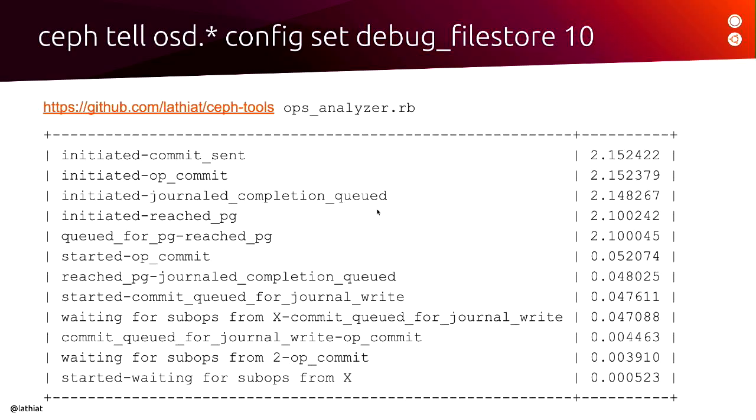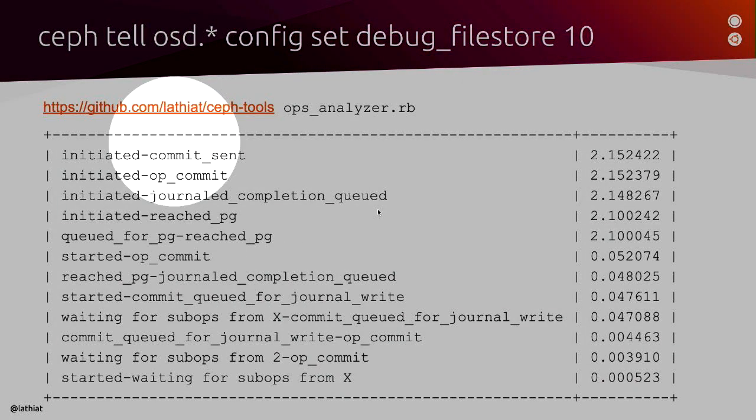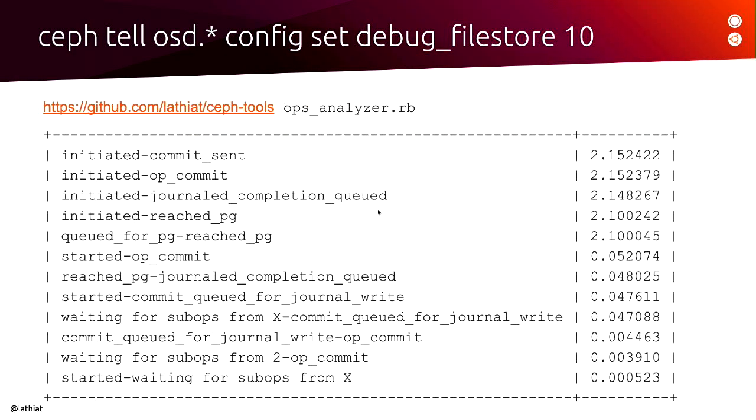I also wrote a tool to parse that dump ops in flight and to pull out the differential time between different steps, so from initiated to commit sent or from initiated to reach PG, and to print out those times. That made it a lot easier to parse, although it didn't end up being super relevant to the case in the end. But it did make that data a lot easier to consume. So those tools are on GitHub if anyone would find those useful.